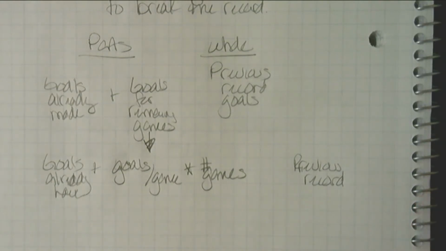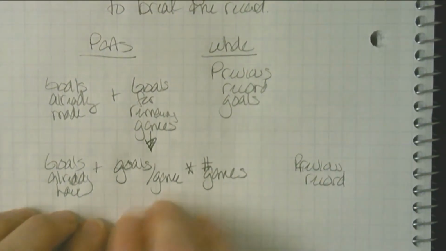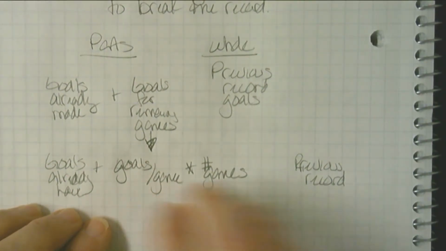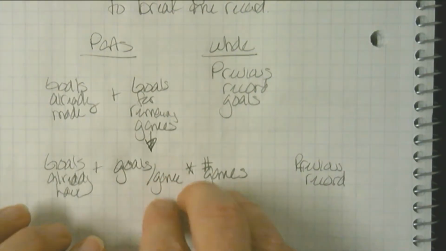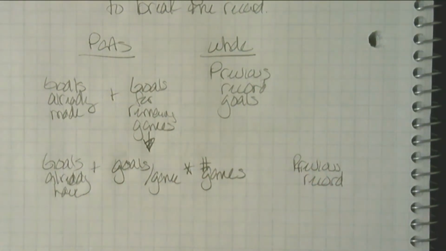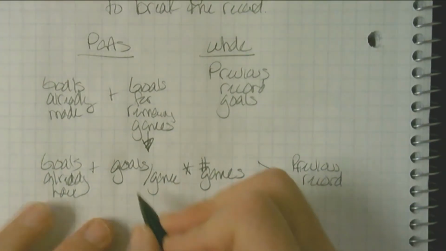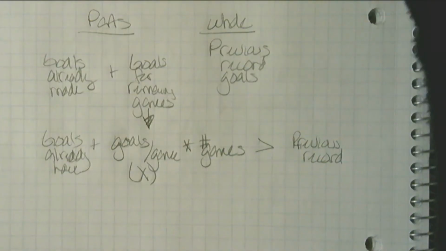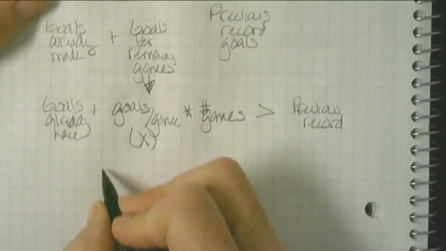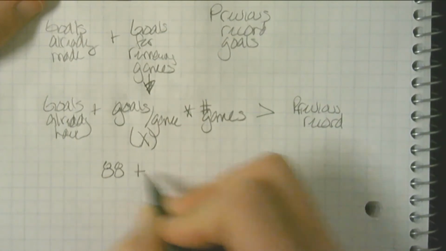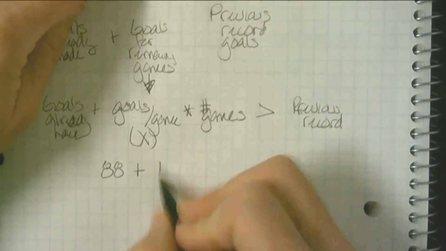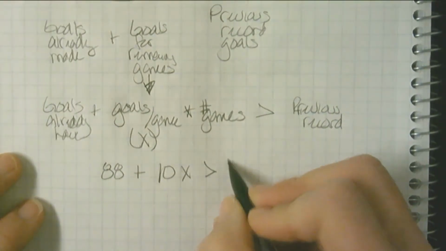Okay. Now, what does ours actually have to be to meet this? We want ours to be higher than the record or lower than the record? Amanda? Higher. Do we want it equal to the record? Why? Exactly. We want to beat it. All right. So there's my X, just like AJ said. So we already have 88 goals, plus, well, we have 10 games left, times X is greater than 138.